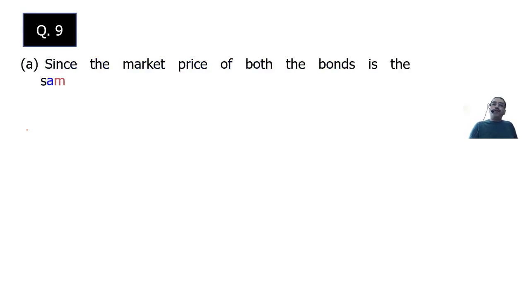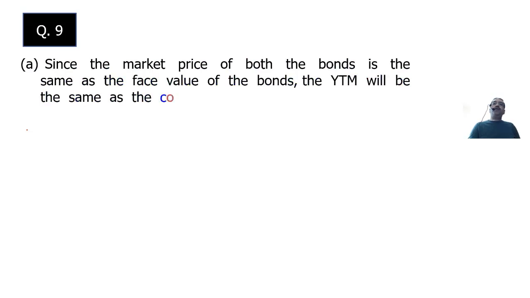Question 9. So first what do I write? I say since the market price of both the bonds are the same as the face value, the YTM will be the same as the coupon rate, that is 14%. Write down. Don't look at the screen. Write down. Since the market price of both the bonds is the same as the face value of the bonds, the YTM will be the same as the coupon rate, that is 14%.